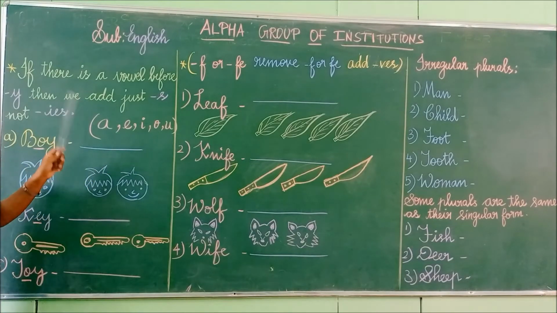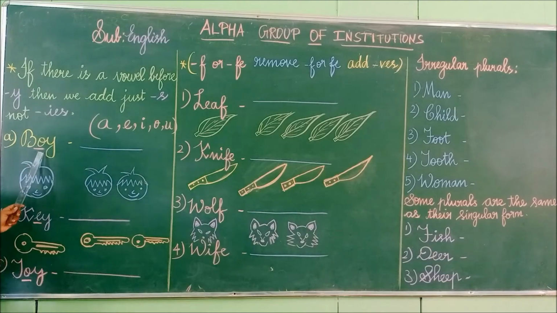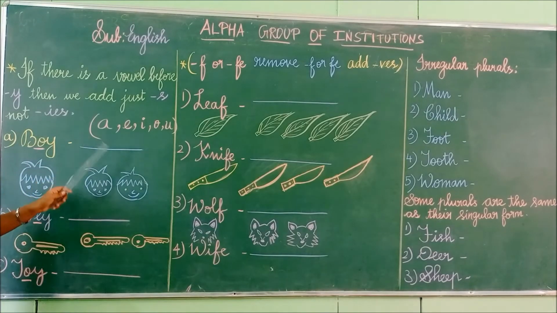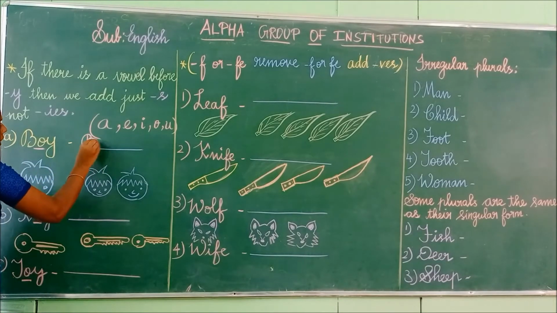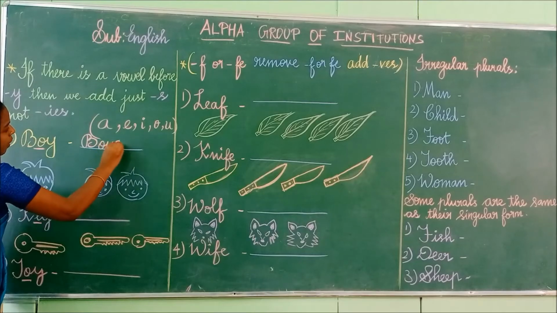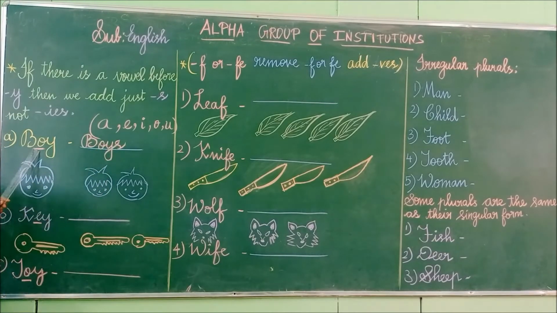Here, you have to see the letter before Y. If the letter before Y is a vowel, you just add S, not IES. See here, the letter before Y is O. O is a vowel, so you just add S. Boy, boys. The plural form of boy is boys.